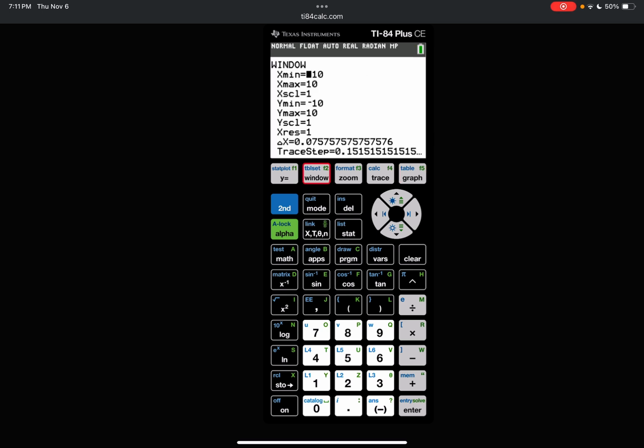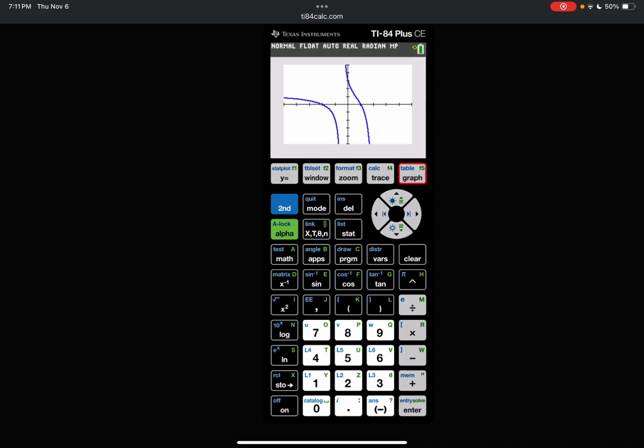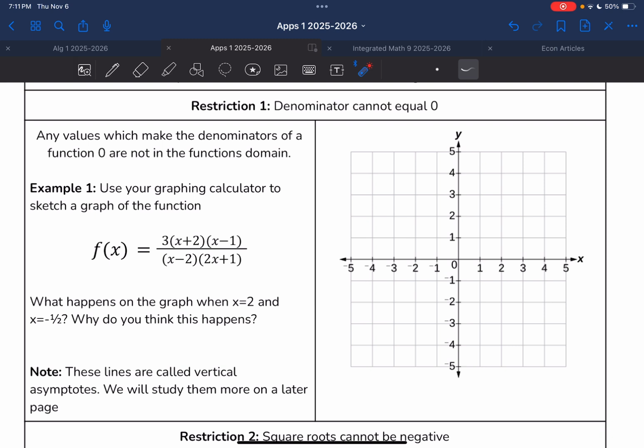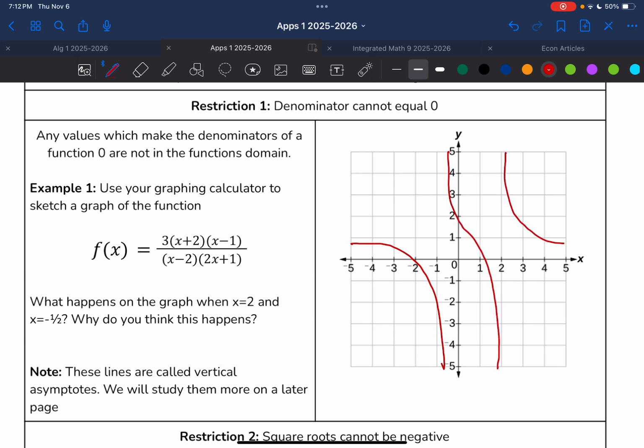I'm going to change my window just to match the graph on the notes page so I can graph it more accurately. So if I do that, it's going to look like this. Let me graph the function in red. So it went kind of like that, and then like that, and then something like that.